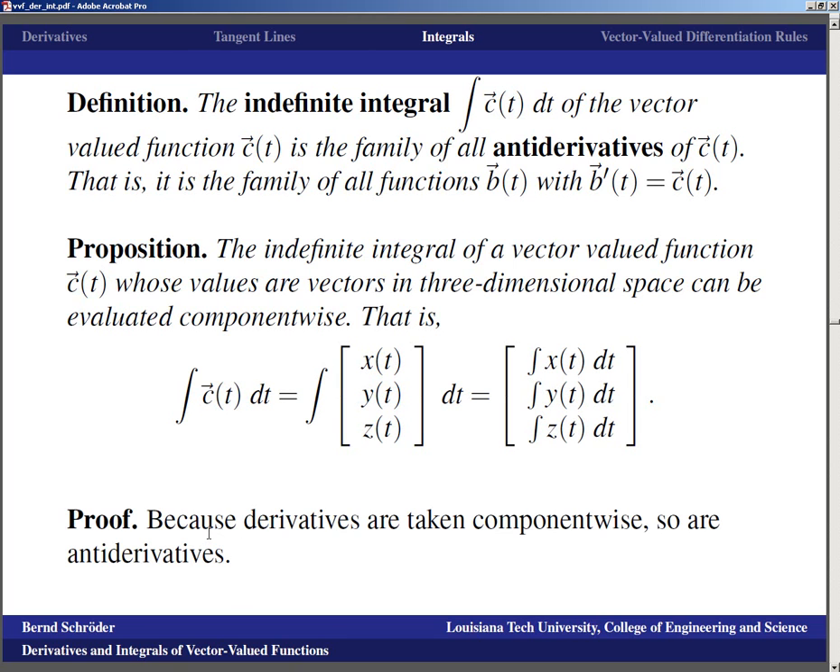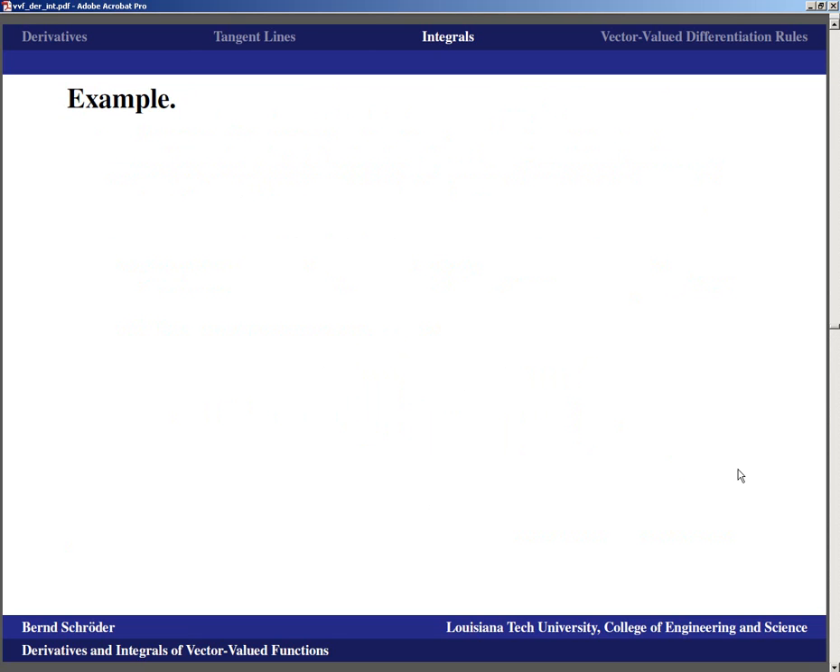And the proof here is pretty simple, because derivatives are taken component-wise. That means antiderivatives are also taken component-wise. And that's already it here. You can talk your way through it a little bit more. If I took the derivative of this thing, I would take the derivatives component-wise, and I would end up with x of t, y of t, z of t, which is what the antiderivative should give us when it's differentiated. As an example, let's talk about a real physical problem.